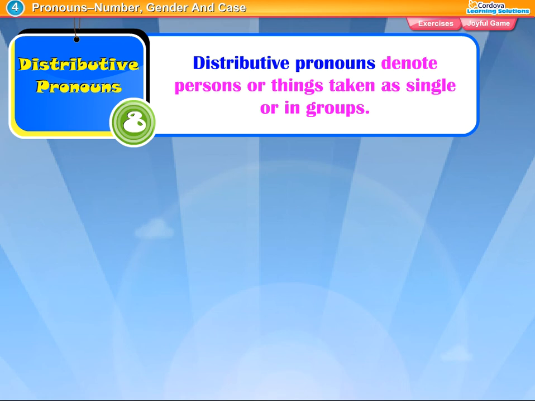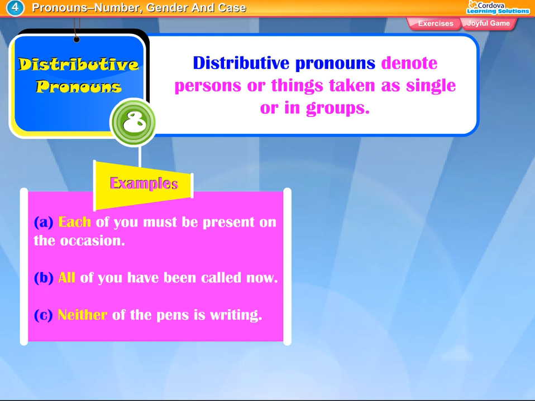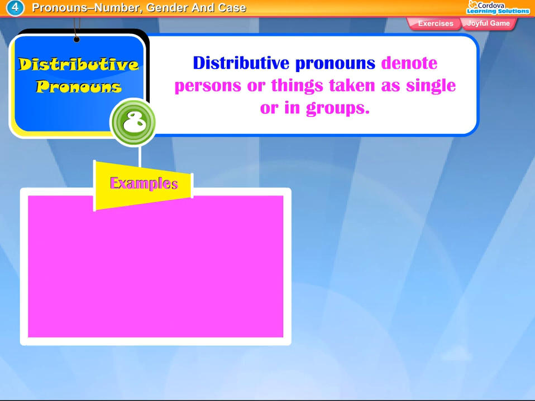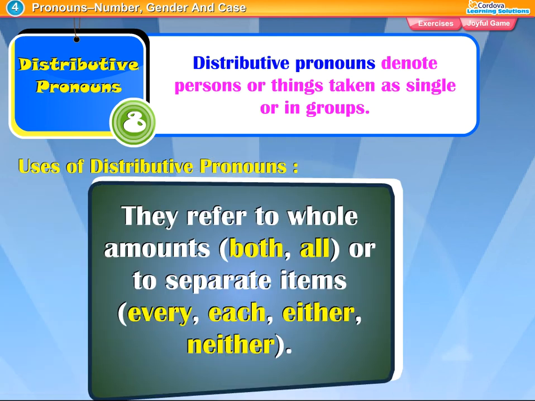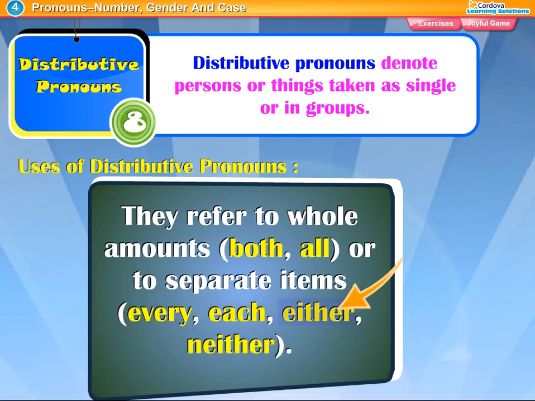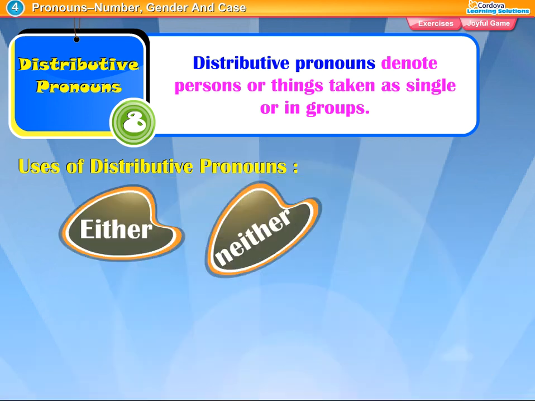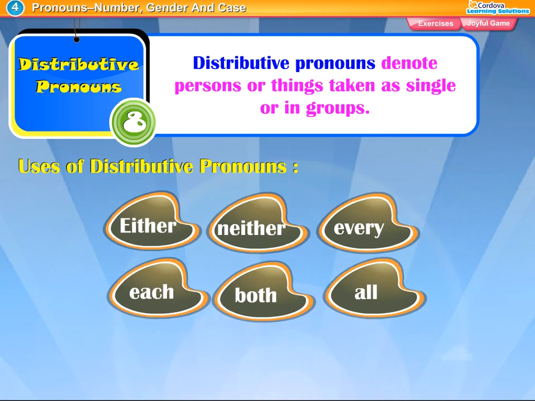Distributive pronouns. Distributive pronouns denote persons or things taken as single or in groups. Examples: each of you must be present on the occasion. All of you have been called now. Neither of the pens is writing. Uses of distributive pronouns. They refer to whole amounts, both, all, or to separate items, every, each, either, neither. Both and all are distributive pronouns.